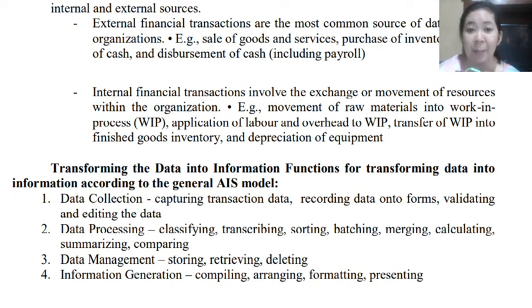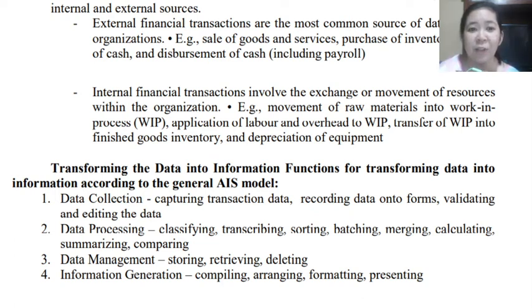For the data management, this is storing, retrieving, and deleting. Again, as mentioned earlier, our database is like an information bank where we store our data or information. And if we need it, we can retrieve it. And if there are items which do not help or are not important, or are not part of our AIS, or are not being used anymore, they can be deleted, so that the storage space can be freed for the next data that will be stored.